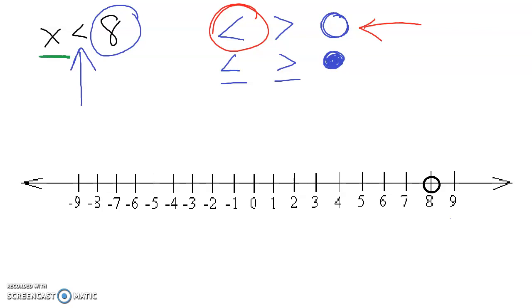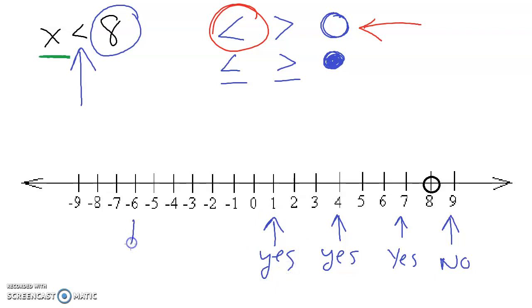So let's look at this. Is 9 smaller than 8? No. What about 7? Yes. Okay, well, let's continue in that direction to see if all of the numbers in that direction will satisfy this inequality. So let's look here. 4. Is 4 less than 8? Yes. 1? Yes. How about negative 6? Is negative 6 less than 8? The answer is yes. So we know that our arrow needs to span this entire area.